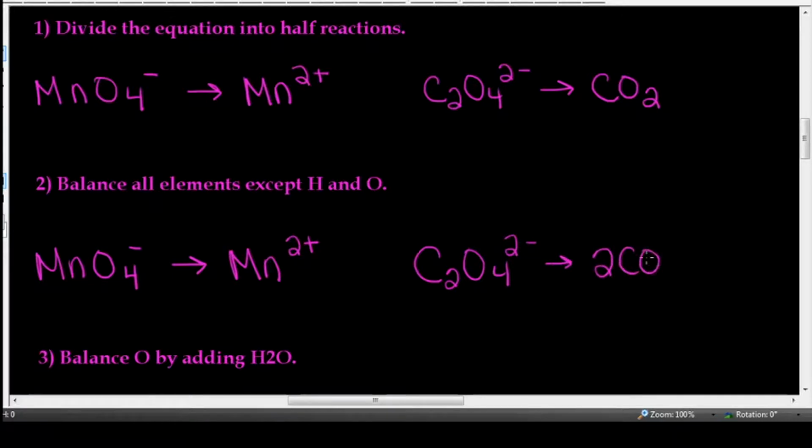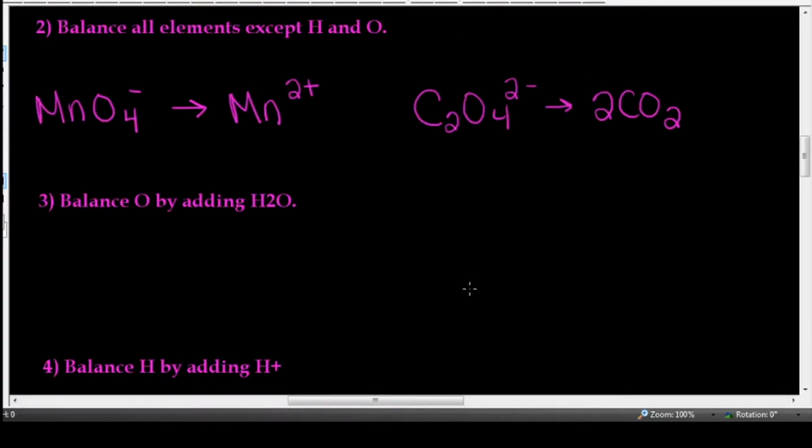2 CO2. Okay. Step number 3, I'm going to balance my oxygens by adding water. I can't figure out how to make that a subscript. Something to work on. Okay, so I've got 4 oxygens on the left.